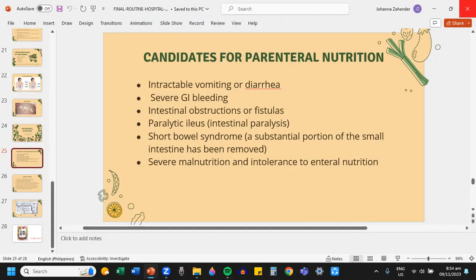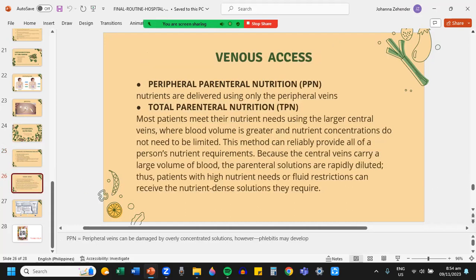Okay. Next, you also have short bowel syndrome, where a substantial portion of the small intestine has been removed. So they cannot be on tube feeding, but they can be on parenteral. Next, severe malnutrition and intolerance to enteral nutrition. They really cannot tolerate oral or regular feedings. Okay, so we have venous access.